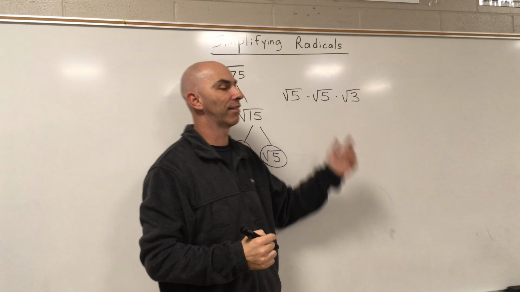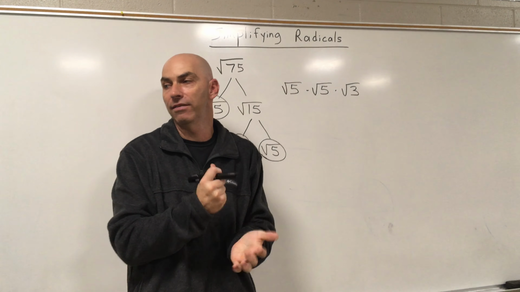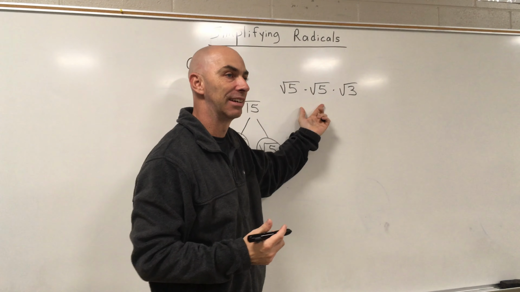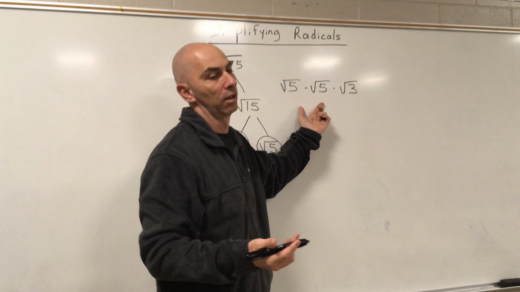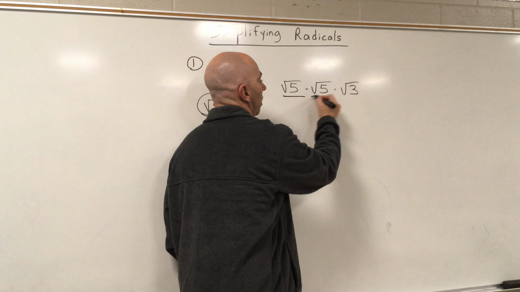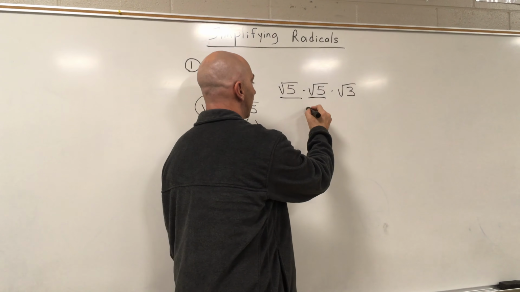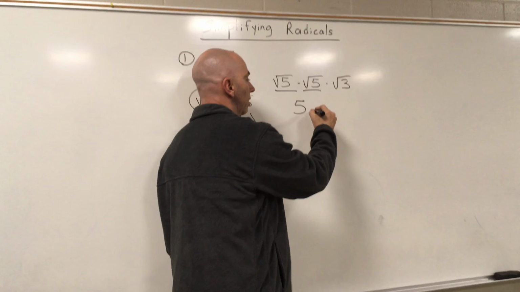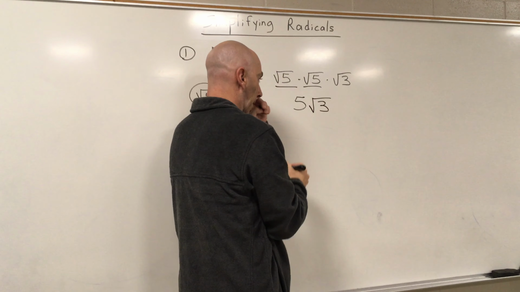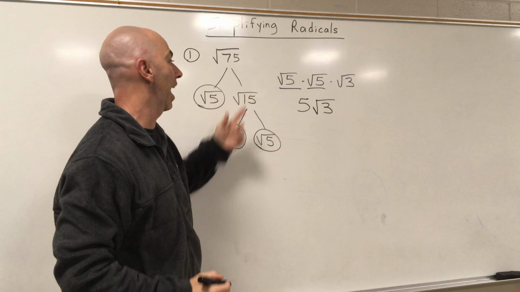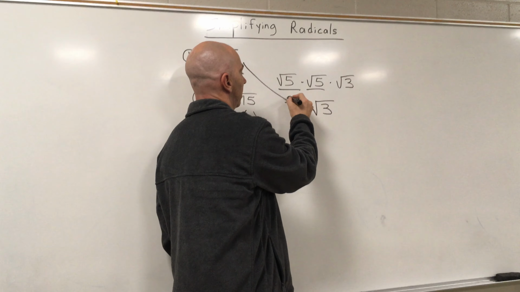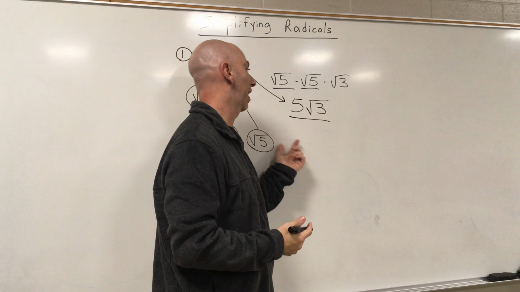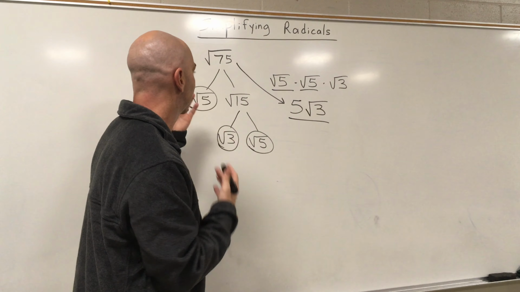Now, the square root of 5 times the square root of 5 just gives you 5, a whole number, because the square root of 5 times the square root of 5 technically is the square root of 25, which we all know is just 5. So if you have two of the same radicals multiplying each other, they give you a whole number. Now this square root of 3 doesn't have anything to go with it, so just bring it up beside it. So the square root of 75 in simplified form is 5 square root of 3, or some people would say 5 root 3. And that's the simplest form it's got.